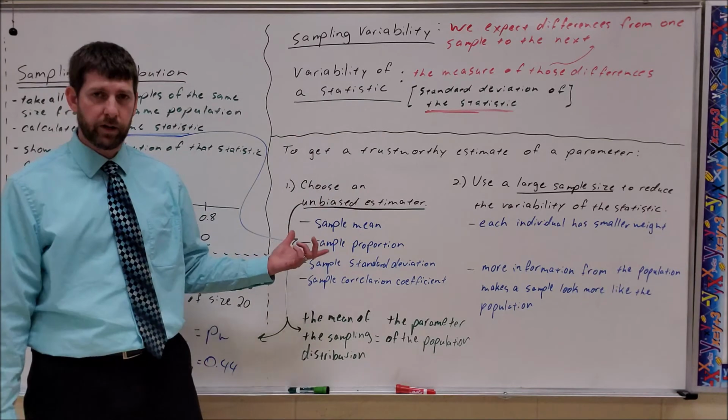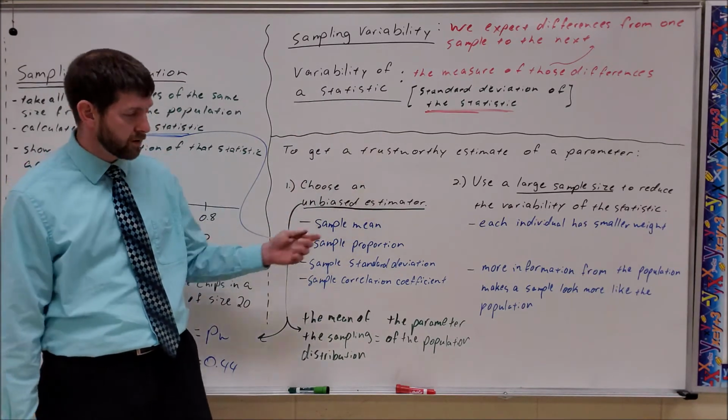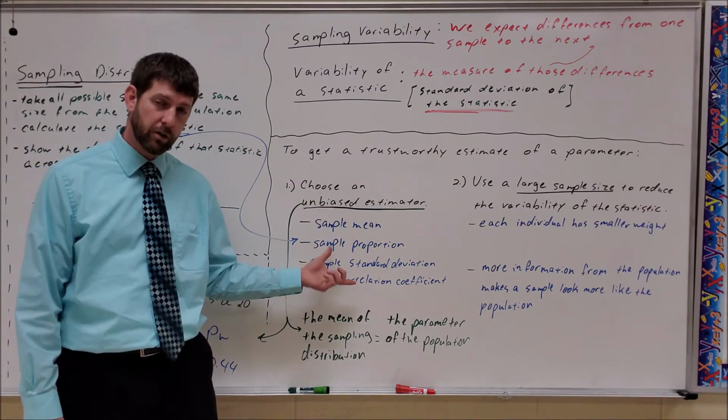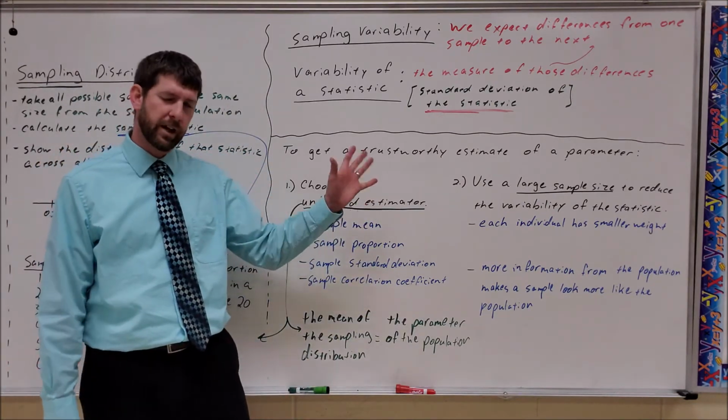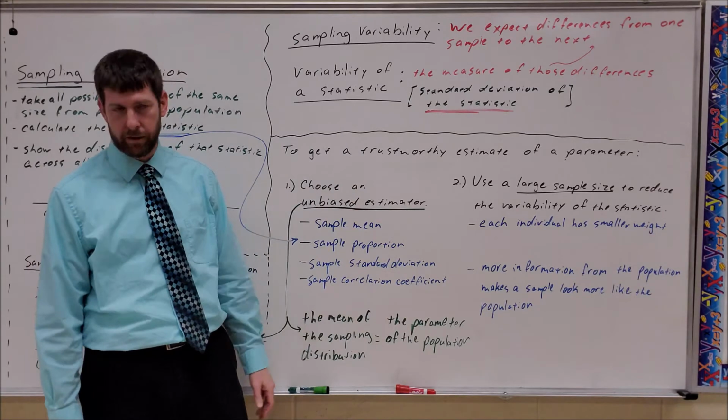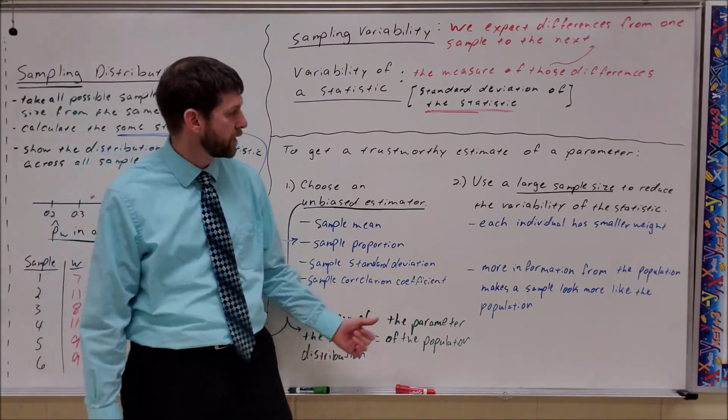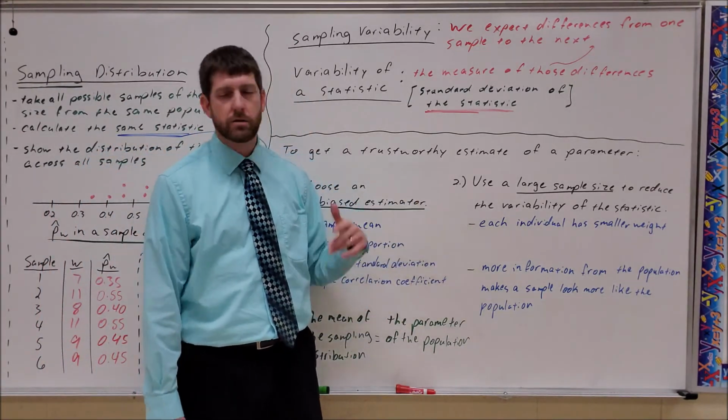So that's one thing that we can do to get a good estimate of the parameter: pick something that gives a pretty good estimate. But not everything we measure could. So we'll talk later about some things that you might not want to pick, but these are what we're going to focus on. The second thing we can do is use a large sample size.